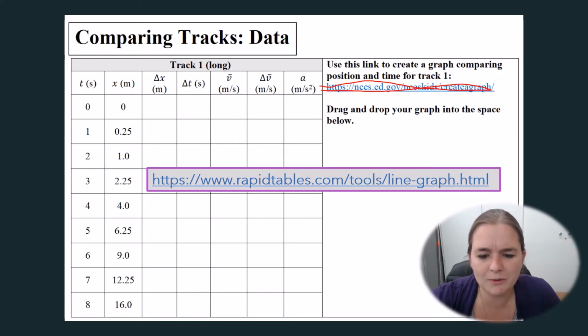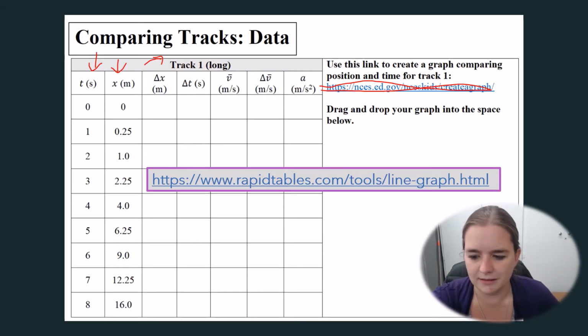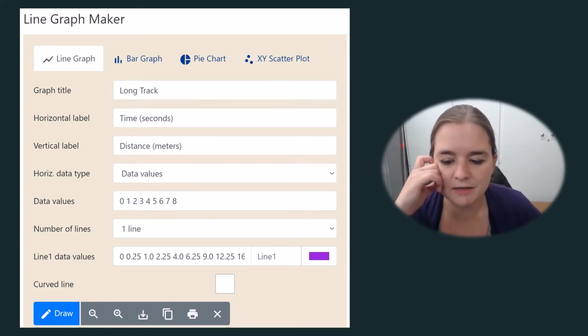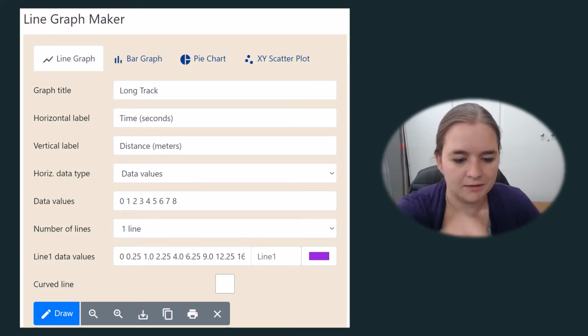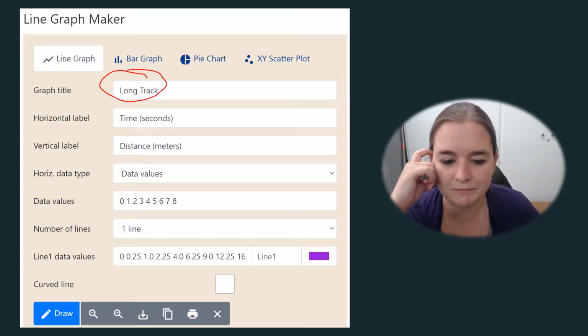So we'll walk through, we're going to create the graph first, because our graph is going to compare our position and our time for track 1. So we're going to look at this long track, and we have our position and we have our time. So let's see what that looks like. Well, if I open up this digital graphing tool, I need to type in all of my information from that document. My title of the graph is going to be long track. That's the first one I'm focusing on.